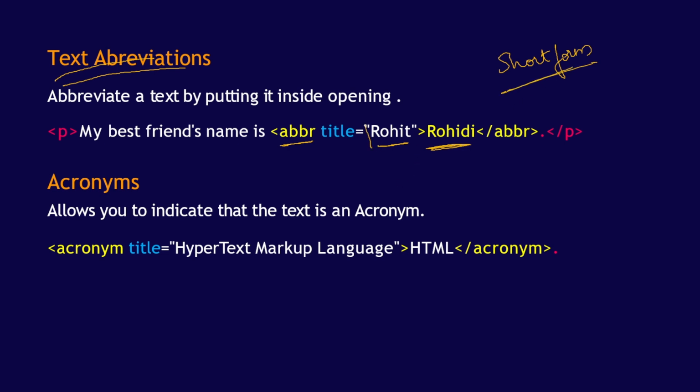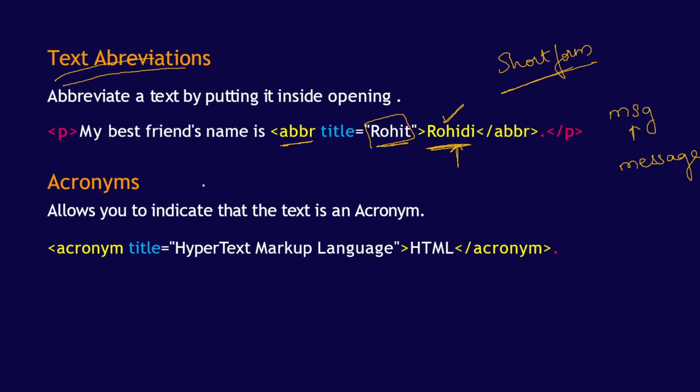Now what I have done for Rohit, I usually use Rohini, right? Whenever you see this Rohini, only I know that it is Rohit, right? Now, if I hover on this Rohini, then it should tell me that it is Rohit. Now anybody is going to understand that, okay, this is Rohit. That is a short form. For example, the full form of MSG is message, right? Whenever you write in your text, this is a text abbreviation.